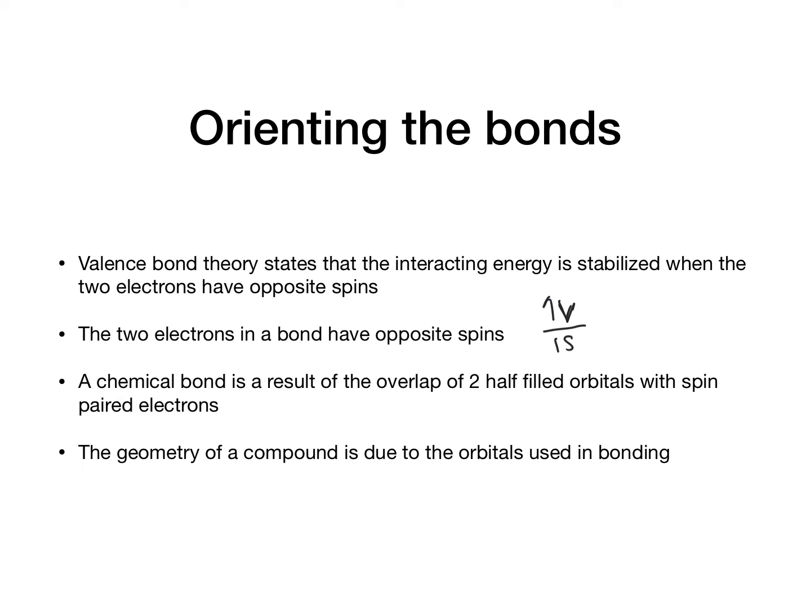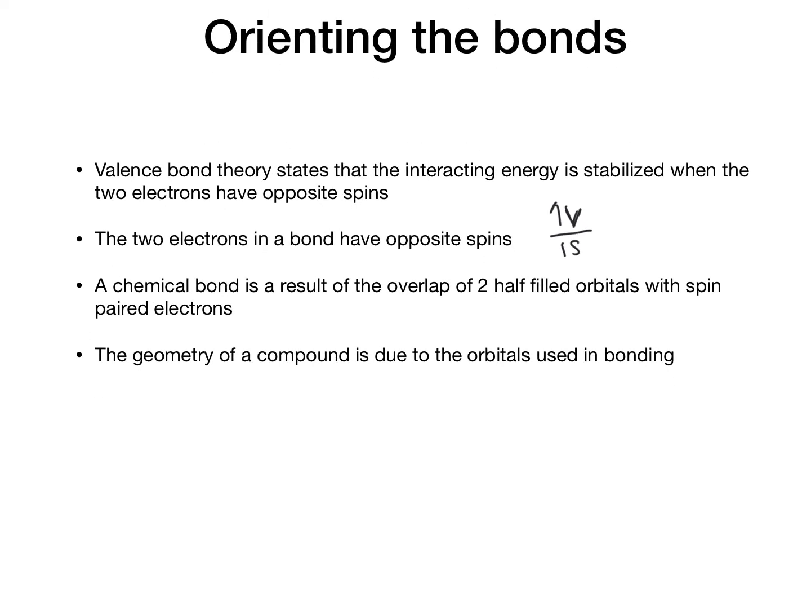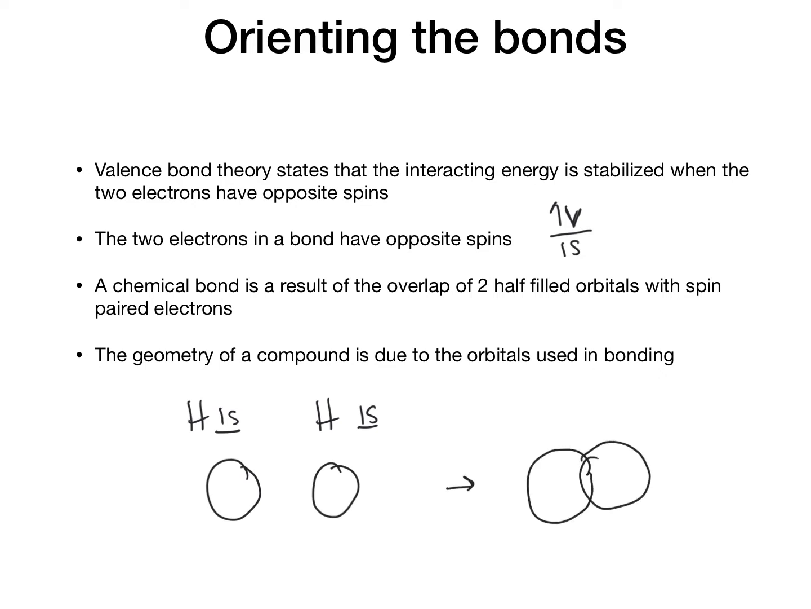So a chemical bond is the result of overlap of two orbitals. If we think about hydrogen-hydrogen, they both have a 1s electron, so we could draw those as two circles, and then as slightly overlapping circles, where this right here is where we'd expect the bond to occur. What we're going to start thinking about in this video is how the orientation of the orbitals creates the molecular shapes and base geometries that we already know exist.